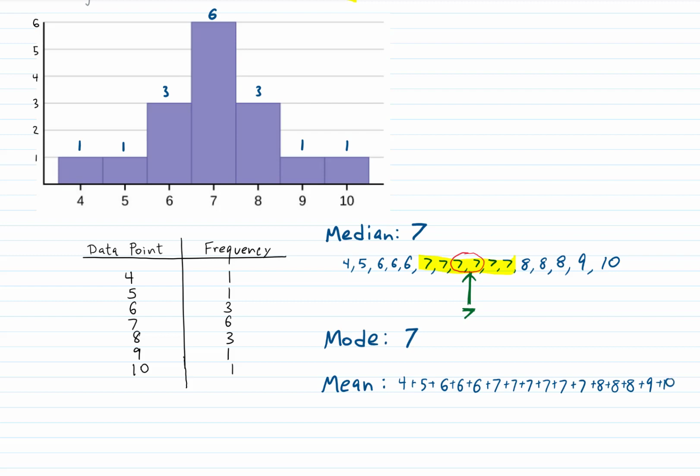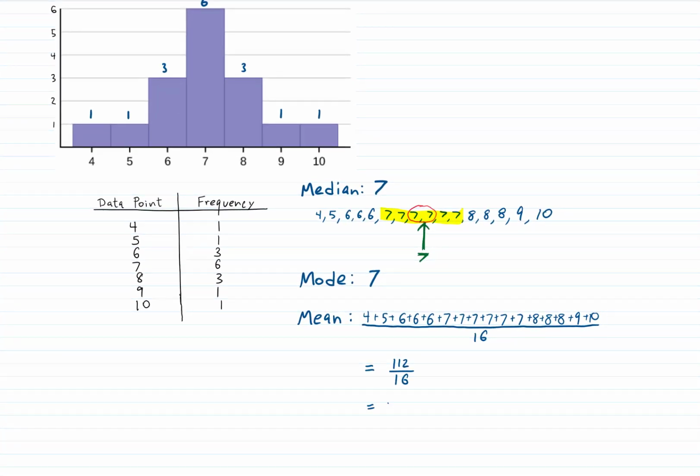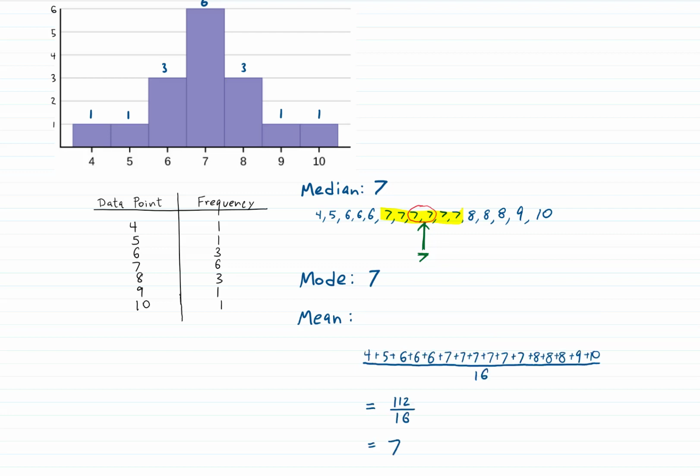Okay, there we go. And then we divide that by, how many numbers are there? There's 16. Okay, so that's going to equal 112 over 16, which equals 7. And so that's our mean. Okay? So the median, the mode, and the mean are all 7.